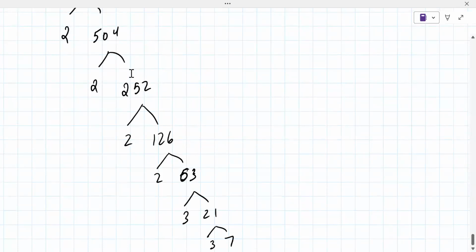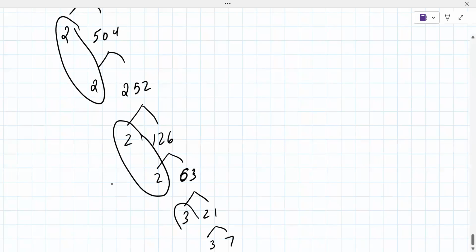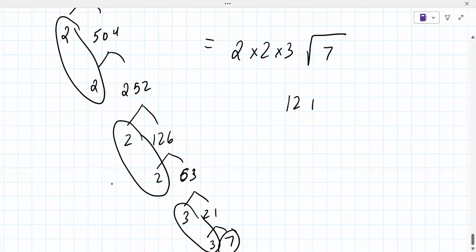Do you see how you just keep going until you circle pairs? 2, 2, 3. So on the outside, there's a 2 times a 2 times a 3. Square root of what's left over on the inside, which is 7. 2 times 2 times 3 is 12. Square root of 7, like that. Does that make sense? Yeah.